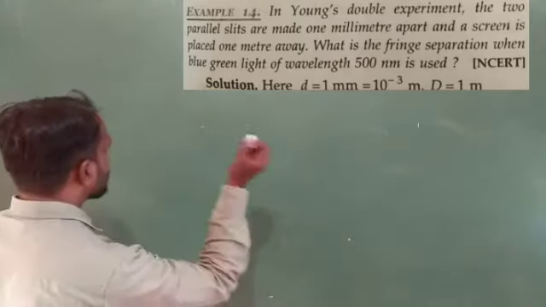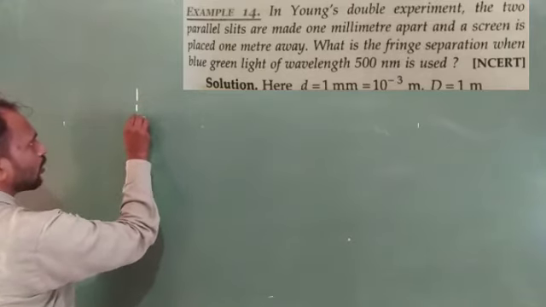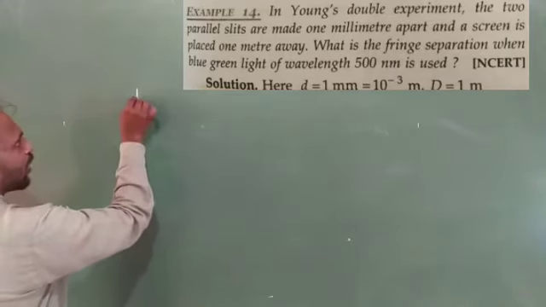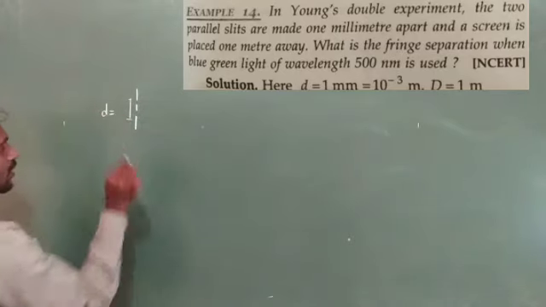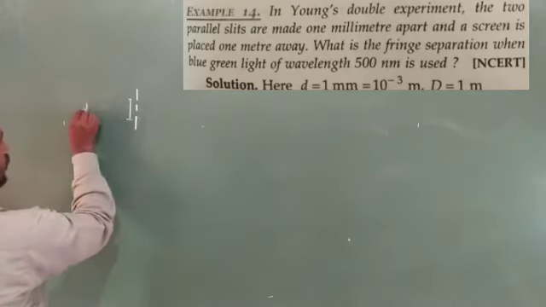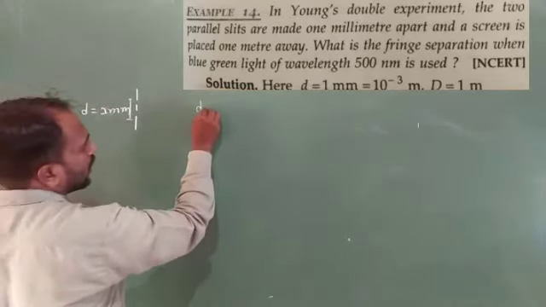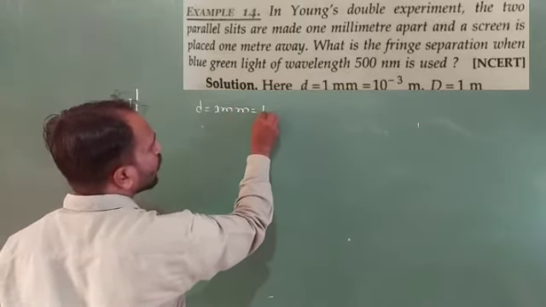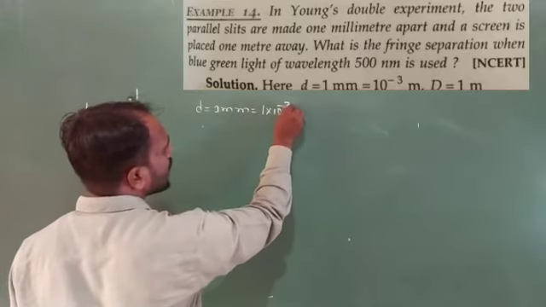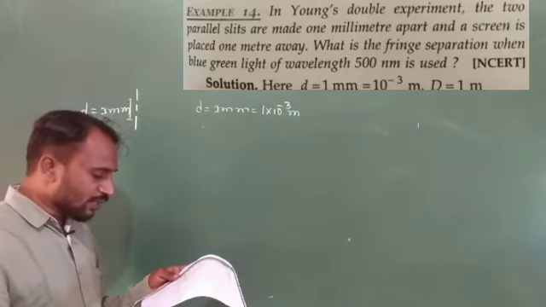So two parallel slits, separated by this distance. This distance value is already given, that is 1 millimeter. So small d is equal to 1 millimeter. 1 millimeter means 1 into 10 power minus 3 meter. Okay, next one.